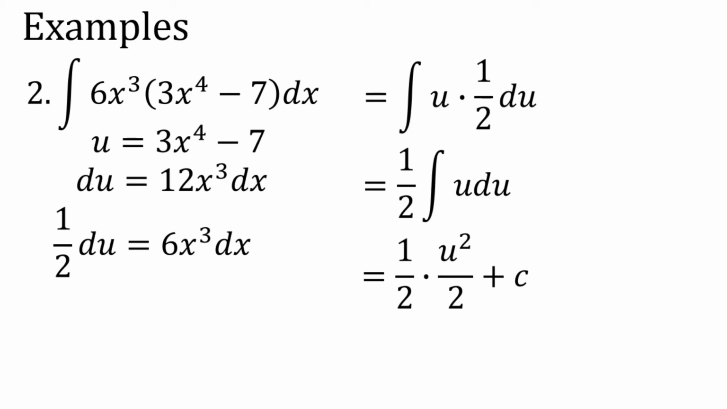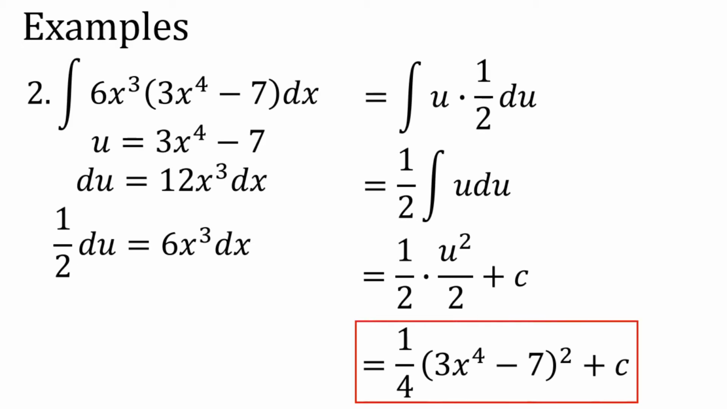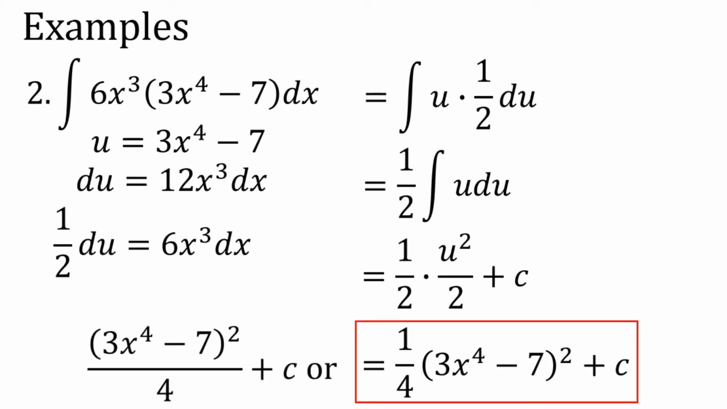And then lastly, substitute the value of u. So we're going to have 1/4 times 3x to the 4th minus 7 squared plus c. So as you can see, 2 times 2 is 4. That's why it became 1/4. Okay. Or if you want to express your answer like this, that's okay: 3x to the 4th minus 7 squared all over 4.